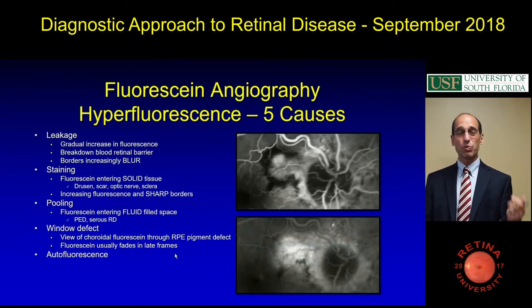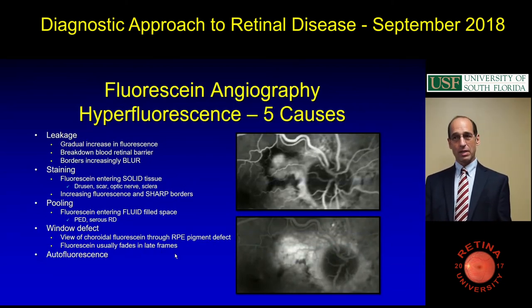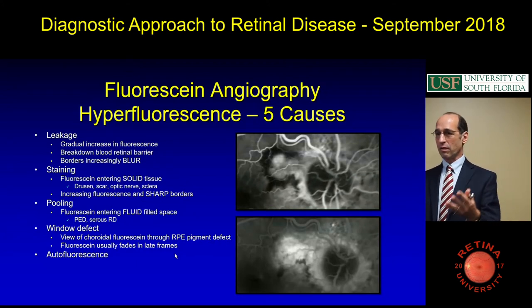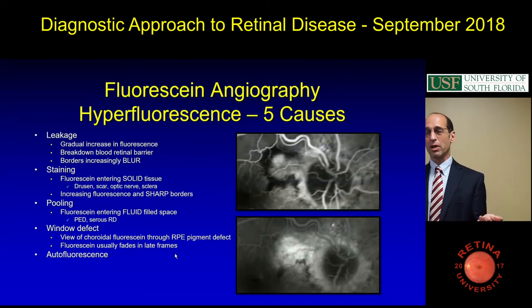Autofluorescence is the last one, which we didn't used to have, because autofluorescence will cause hyperfluorescence on fluorescein, but only when the fluorescein signal's kind of washed out. So in the very early signals or the very late signals. So those are your five. So if you see hyperfluorescence, it's got to be one of those.